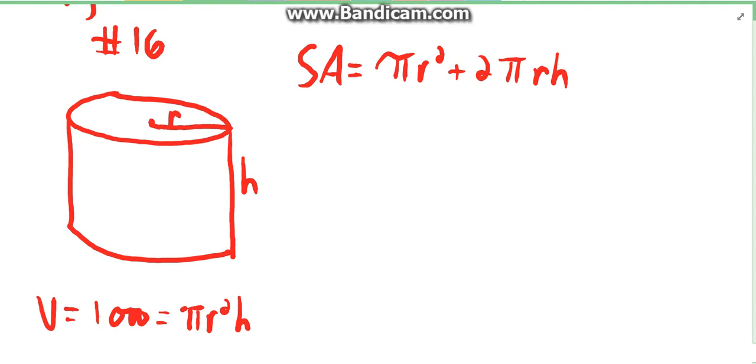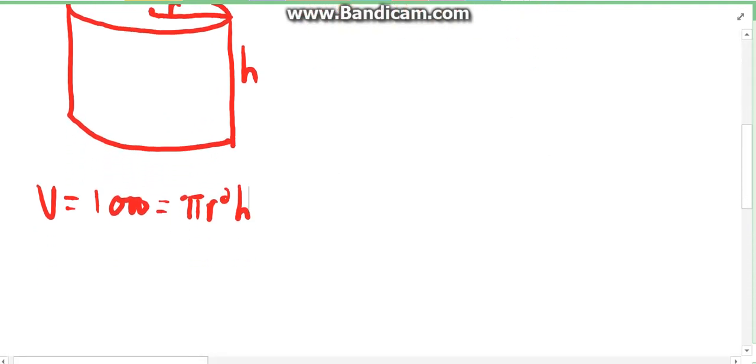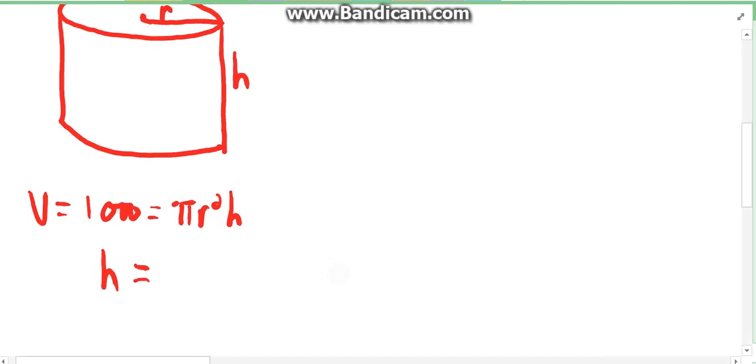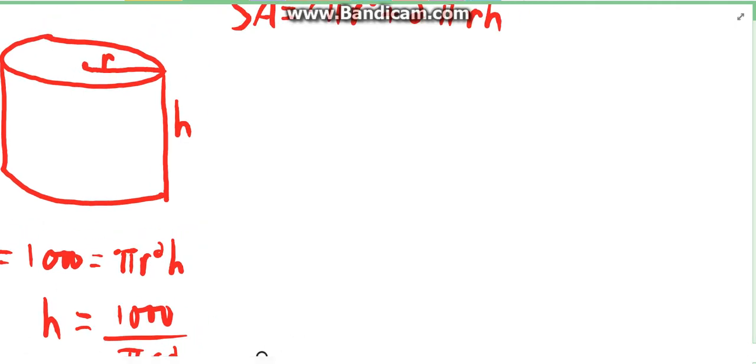But right now, that's the surface area equation. Actually, that's the surface area of an open top cylinder, because there's no top. If there was a top, it'd be 2 pi r squared. So we are going to have h is 1,000 over pi r squared, and we're going to drop that into our equation up here for h.